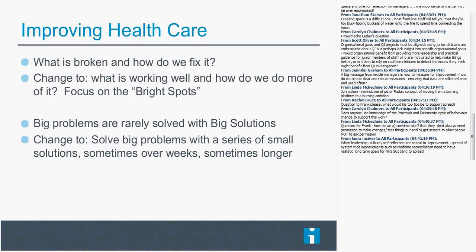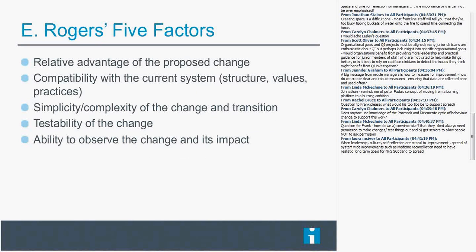So how do we improve in healthcare? Well, the first question is, what is broken and how do we fix it? And maybe what we ought to do is change that discussion to what is working well and how do we do more of it? What are the bright spots that we have? What are some of the big problems that we have in healthcare? Well, maybe we ought to change that, solve the big problems with a series of small solutions. Our reliable design methodology does exactly that. It tells you start small. Don't try to solve everything at once because the problem is quite big. But if you start doing something small and you do it over time, you are more likely to get the improvement that you want.